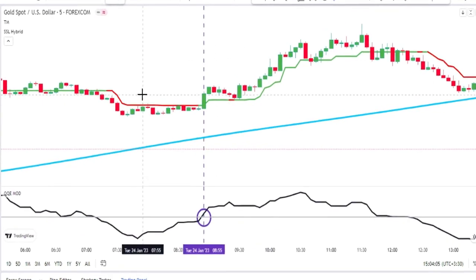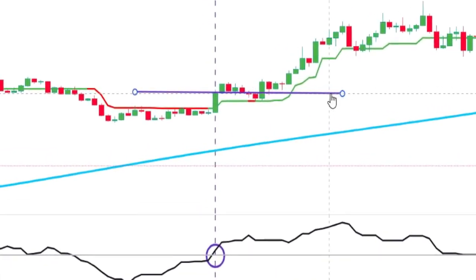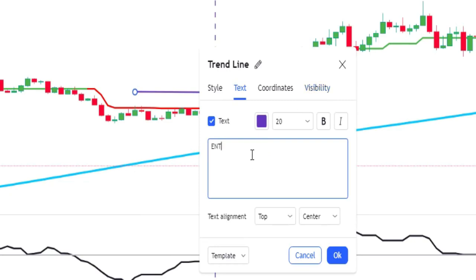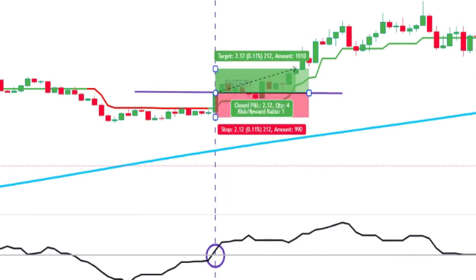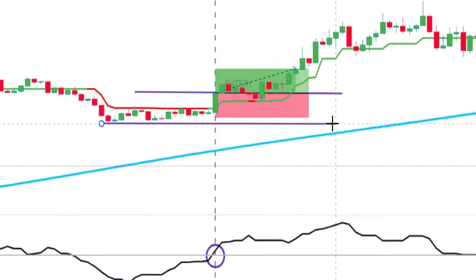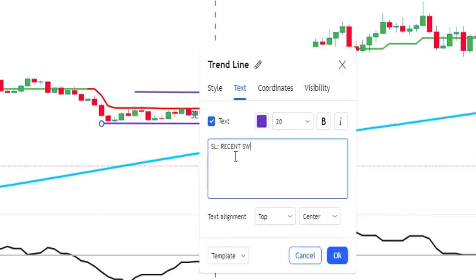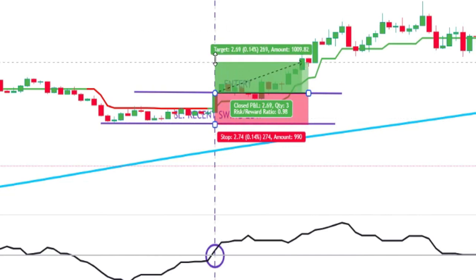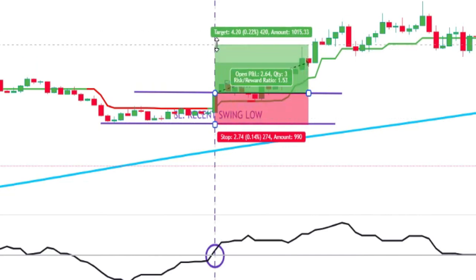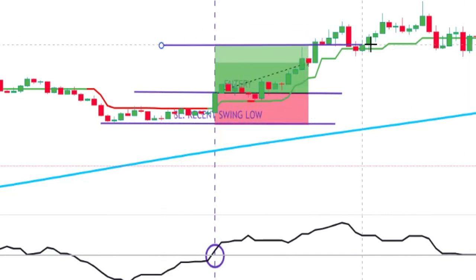Now when all these conditions are met, we can enter into a buy trade at the close of the trigger candlestick. Then place the buy stop loss below the last swing of the market. And consider the target as 1.5 times greater than the stop loss.